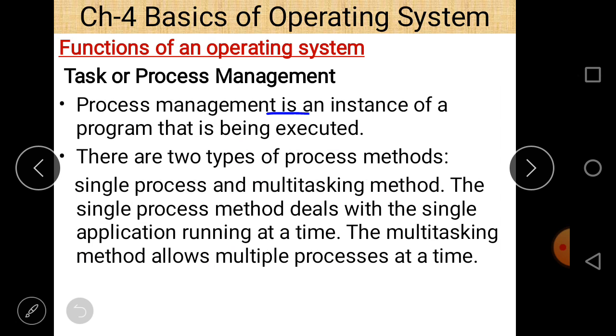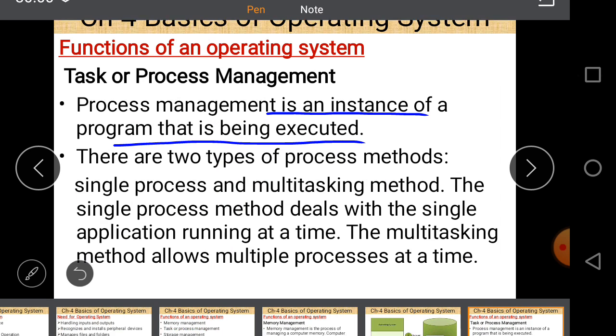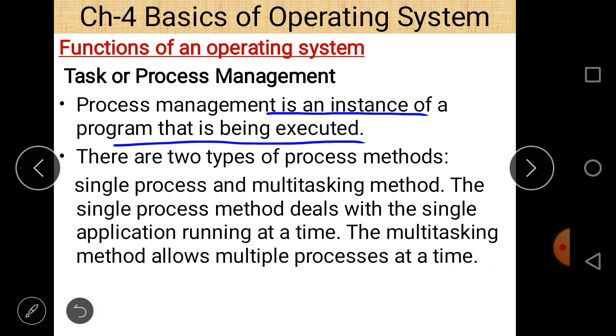We can also say that this is an exact and accurate definition of a process. A process is an instance of a program, and there are two types of process methods: single process and multitasking. The single process method deals with a single application running at a time, and the multitasking method allows multiple processes at a time. Execution of the process is also done by the operating system, and there are different phases of process execution. All these phases can be managed by an operating system.